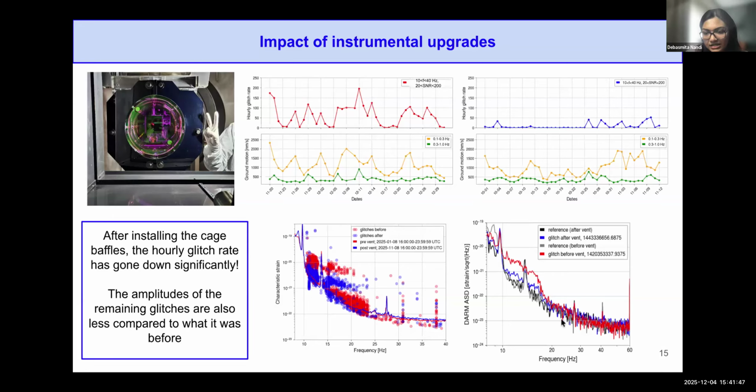And this plot in the bottom right shows the astrophysical sensitivity plot. The red trace here shows how much these glitches used to affect us before, and the blue trace is showing how much it is affecting the sensitivity now. And we can see this improvement of almost a factor of 5 to 6.